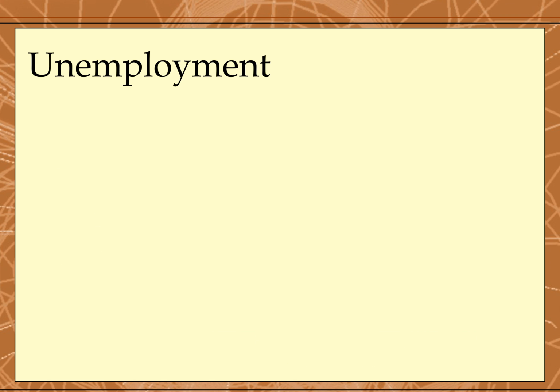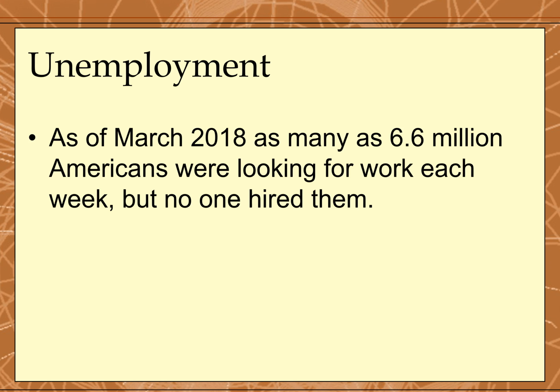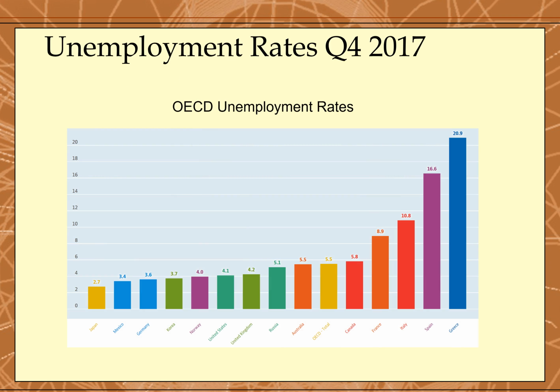And you can see that different economies have different levels of utilization of their factors of production. As of, let's say, March of 2018, there were 6.6 million people looking for work who couldn't find work. And that means we're not fully utilizing our labor. And if you wanted to put that in perspective, the United States, which is right here, in the last part of 2017, 4.1% of the overall labor force was unemployed. Now compare that to Greece. About 21% of the labor force was unemployed.